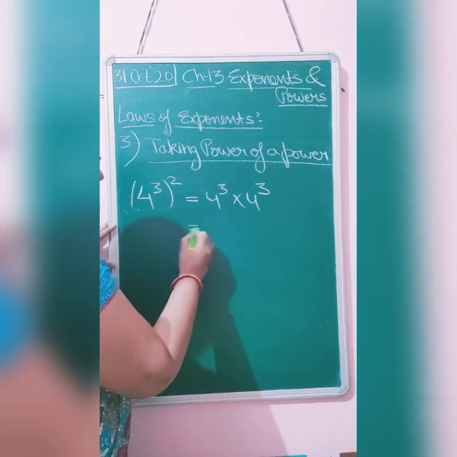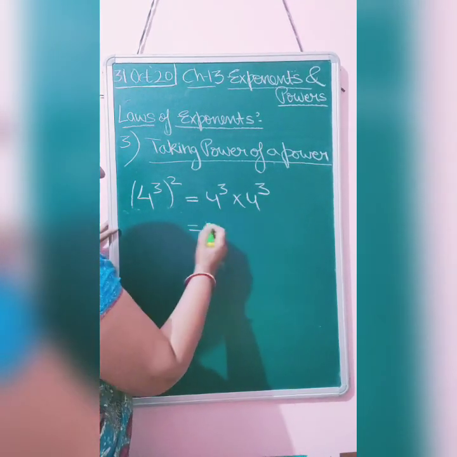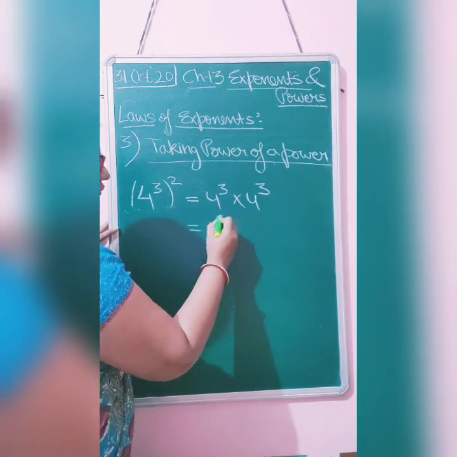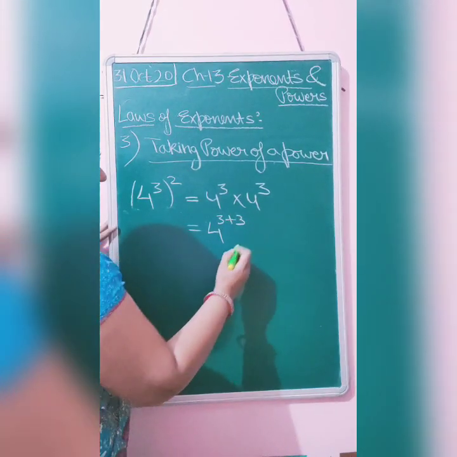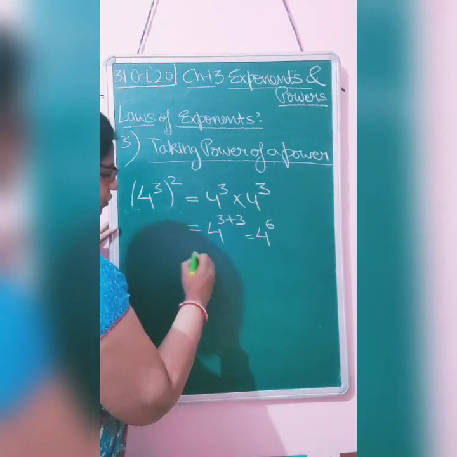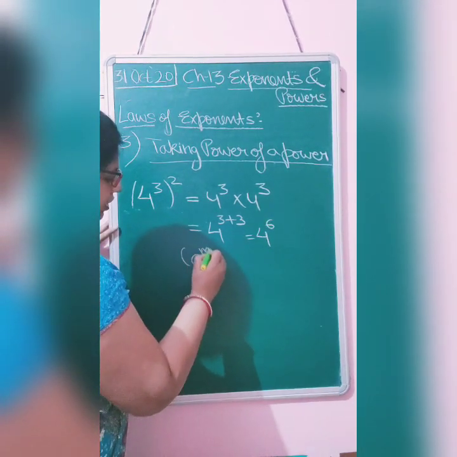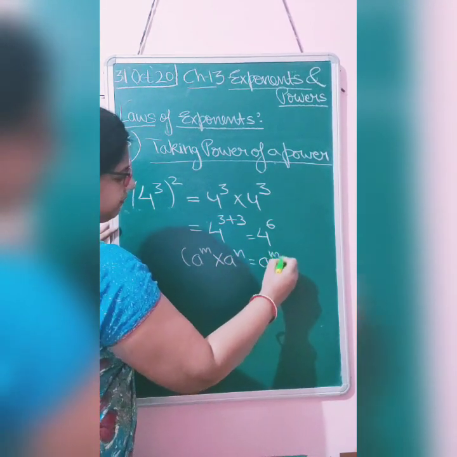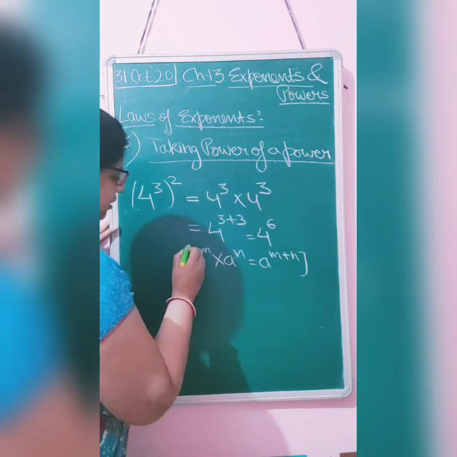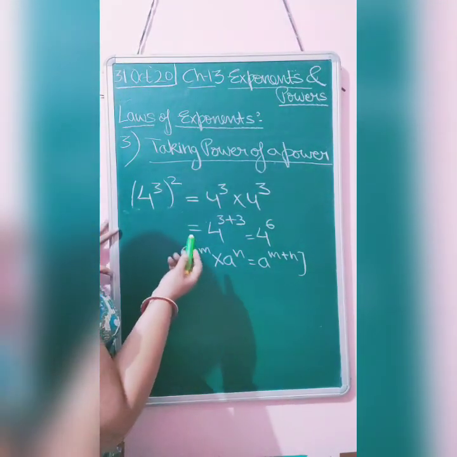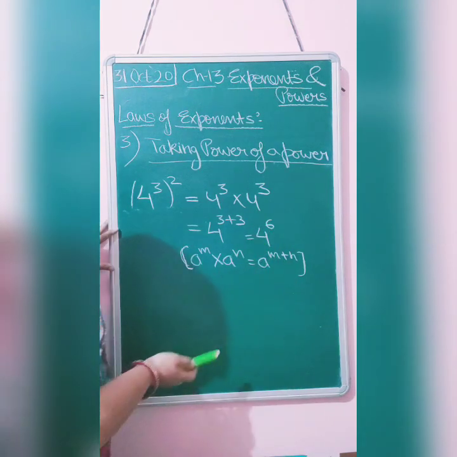Now we can apply the law here. Bases are same and we will apply the formula of adding powers. So it is 3 plus 3, that is equal to 4 raised to the power 6. Which law we have used? We have used the law a raised to the power m into a raised to the power n is equal to a raised to the power m plus n. This is the first law which we have already studied. Now you can observe answer is 4 raised to the power 6.